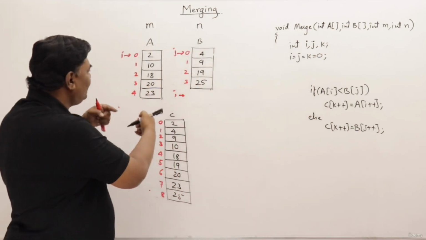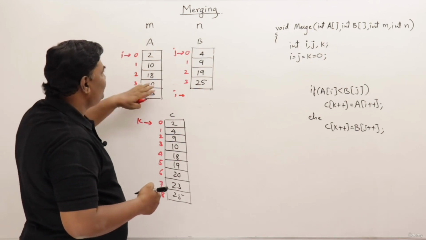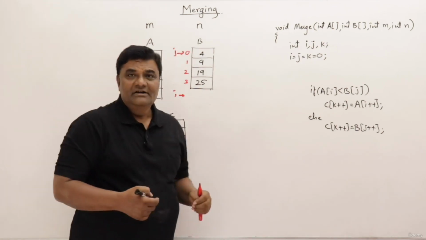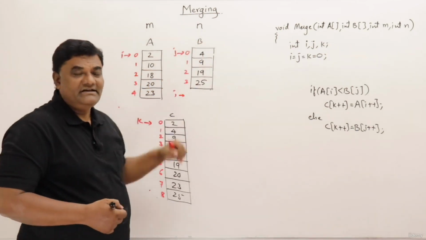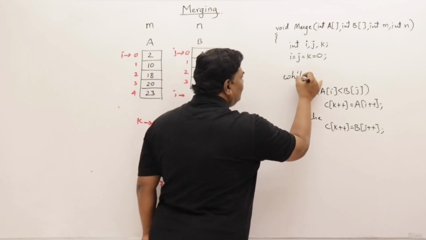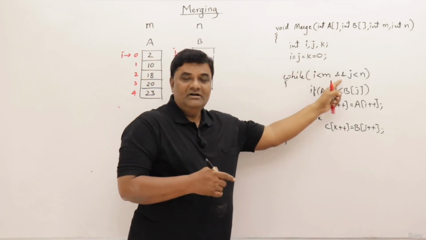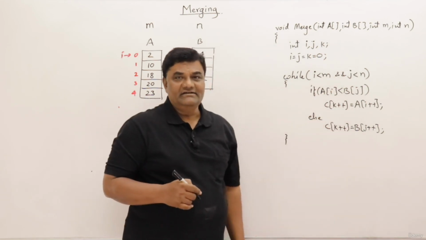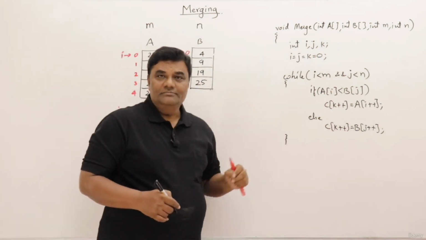So this process has to continue. How long? Until either A finishes or B finishes, meaning i is less than m and j is less than n. So this is a repeating process: while i is less than m and j is less than n, continue. If any one of them has finished, stop and come out of the loop.